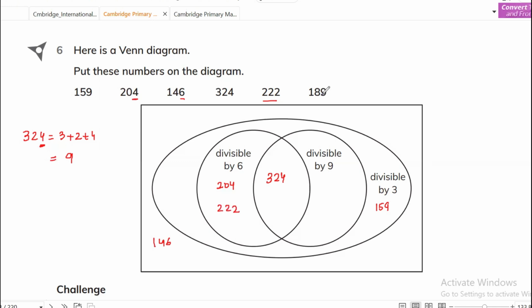And lastly, we have 189. If you add 189, like 1 plus 8 plus 9, that gives us 18. So 18 is divisible by 3, 18 is divisible by 9. So we will write it here, 189. I hope it is clear.